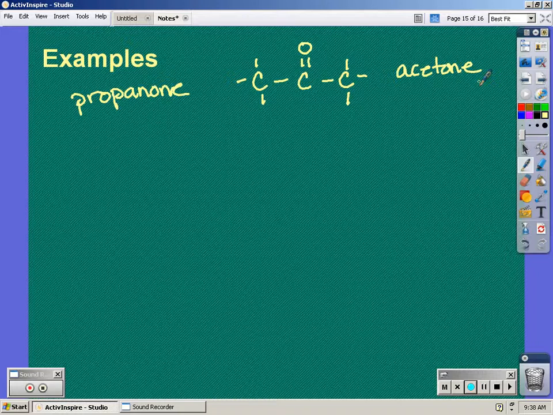Another way to show this, because I have a methyl group on either side of my ketone, you could also call this dimethyl ketone because of the symmetry there.